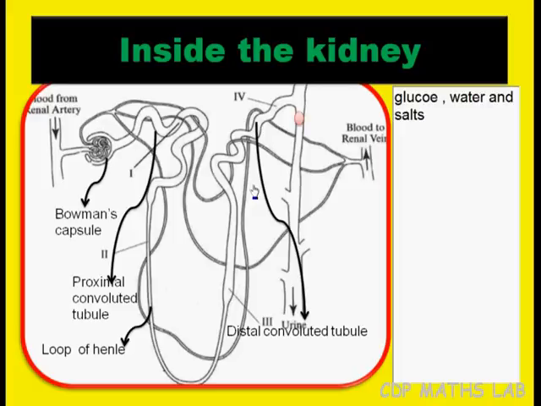Good. So now the filtrate has entered what we call the collecting duct. So the filtrate has ended in what we call the collecting duct. Now it is by this time converted to urine. All right, let's look at that again.